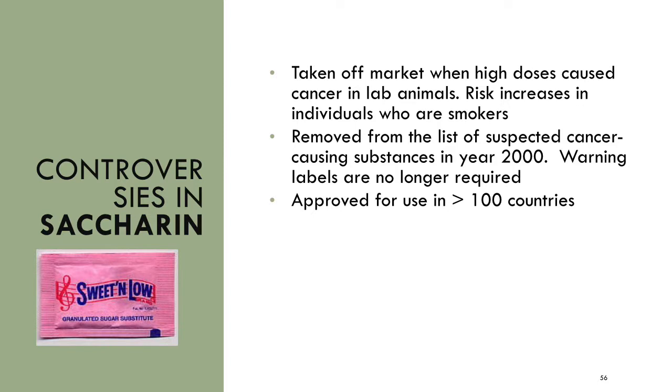Next, saccharin. Sweet'N Low is actually saccharin. They were taken off the market some time ago. Basically, they said the high dose caused cancer in lab animals, and therefore they were taken off the market. However, that was in the 1980s or 1990s. I forgot the history of saccharin. Anyway, this module is not talking about history. However, it was removed from the list of suspected cancer-causing substances in the year 2000, and the warning labels are no longer required. So now, saccharin is approved for use in over 100 countries, including Singapore.